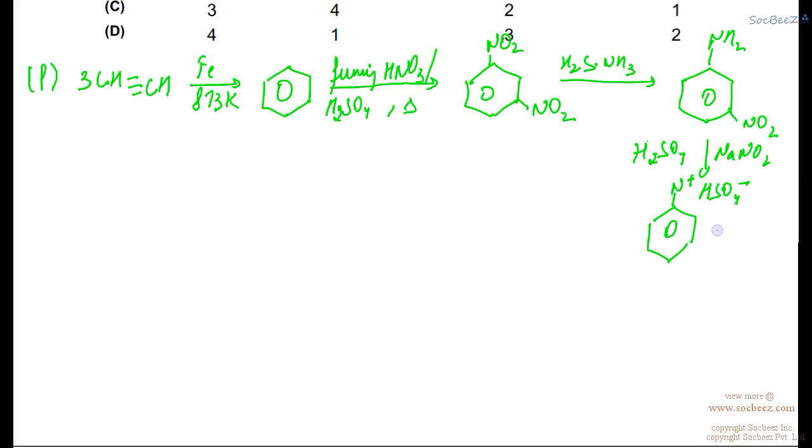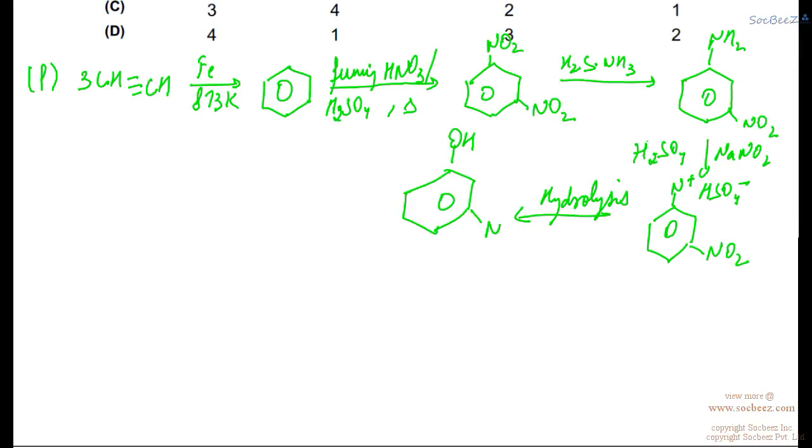This is a Sandmeyer type reaction. HSO4 negative, NO2 on hydrolysis gives this. So P corresponds to 3.